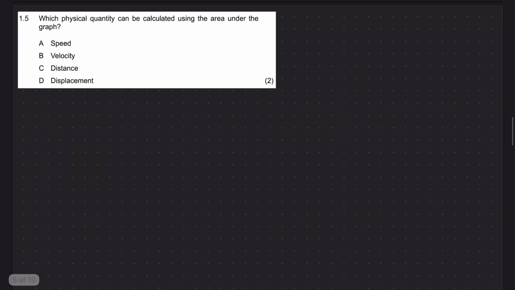Question 1.5, which physical quantity can be calculated using the area under this graph? So the area under a velocity time graph gives us the displacement. Okay, so that is something we learn. So the answer is D.